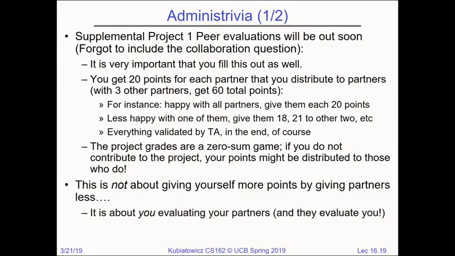Now look, think of it this way: if you're equally happy with all the partners, that's 20 each. Then you can adjust. The nice thing about 20 points is it gives you a lot more granularity. And try to be honest about this. We're going to validate them with the TAs, and this is about trying to figure out how your team dynamics are going. It's one of many metrics.